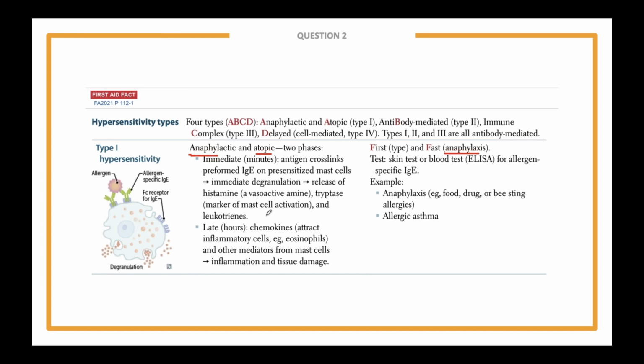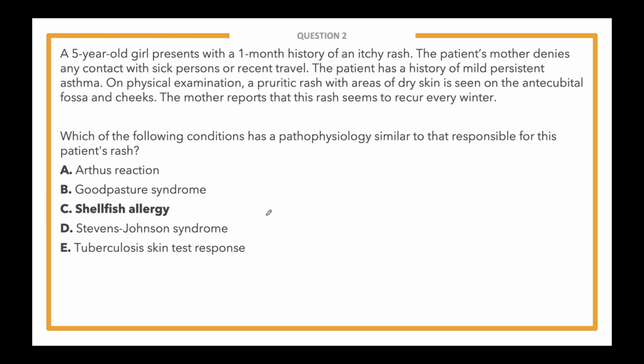Type 2, as you can see there in that very first row, type 2 is antibody mediated, type 3 is immune complex mediated, and type 4 is delayed or cell mediated hypersensitivity. So now let's go back to our question and look at the other answer choices. Answer choice E and answer choice D, tuberculosis skin test and Stevens-Johnson syndrome, these are both examples of type 4 hypersensitivity reactions. Another classic one is poison ivy or contact dermatitis, but this is not contact dermatitis, this is atopic dermatitis, okay? So answer choice E and D would be more consistent with type 4.